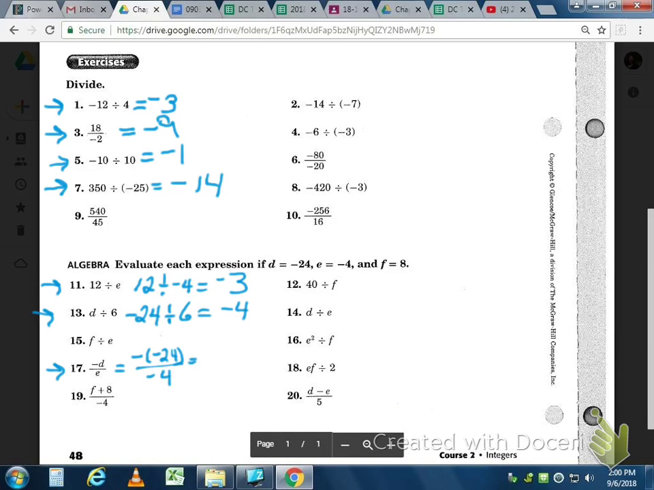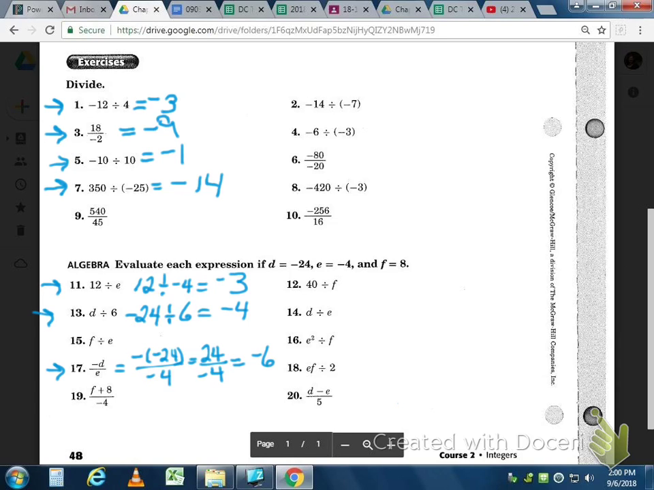Wait a minute. Let's go back to this question. What's the negative of negative 24? 24. And then what's 24 divided by negative 4? Negative 6. That's it. Okay. I think we're good. Does anybody have any questions?